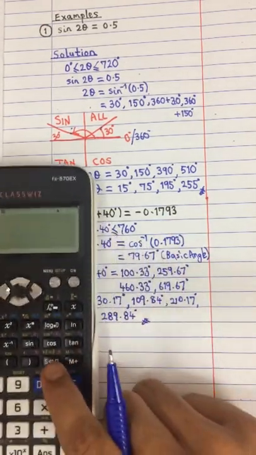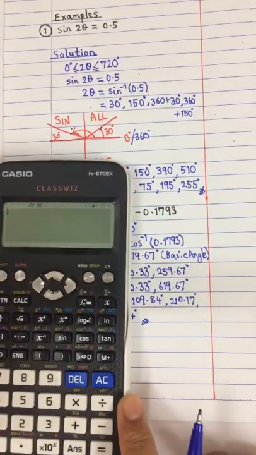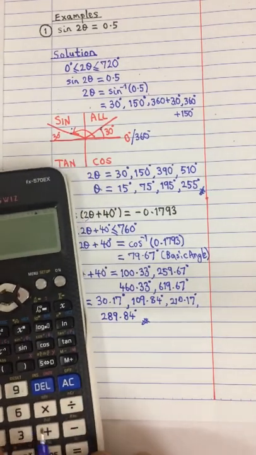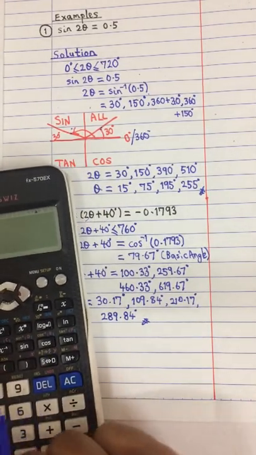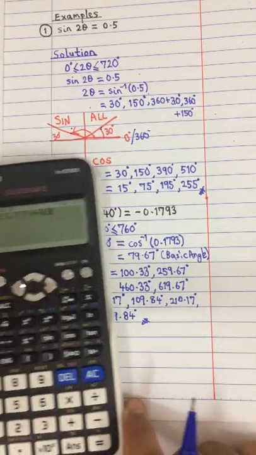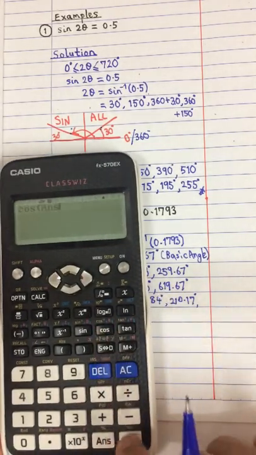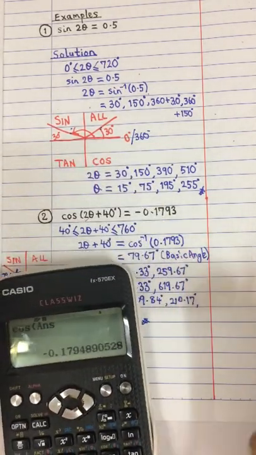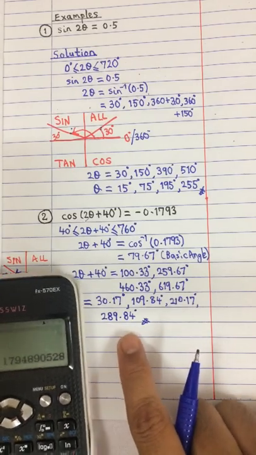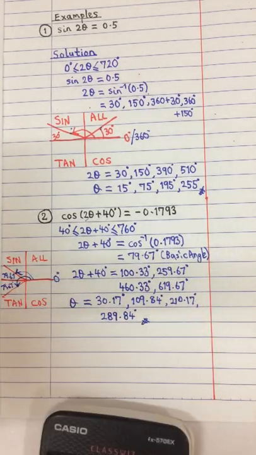Okay, we test the third value, which is 210. So what we do, we times 2 times 210.17 and then plus 40. And then you press cos answer. Again, you get the same value. So I'm not going to do it for the last one. So this is the final answer.